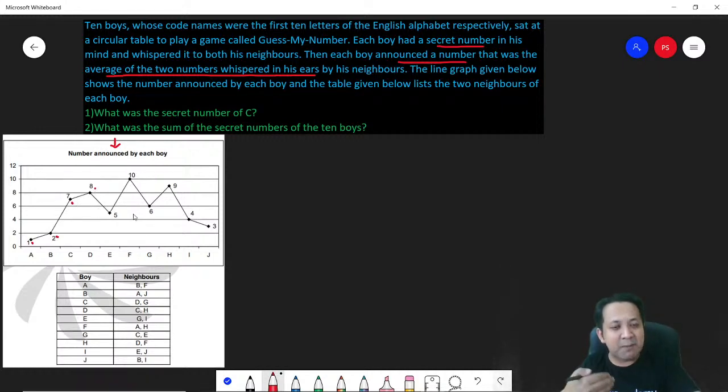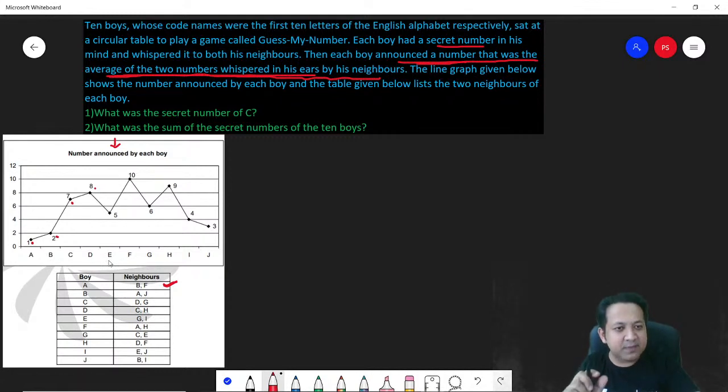Now, what is this number announced by the boy? Go back to the question. Each boy announces a number that was the average of the two numbers whispered in his ears by his neighbors. It means B and F whispered one number each to A, and the average of both the numbers is 1.